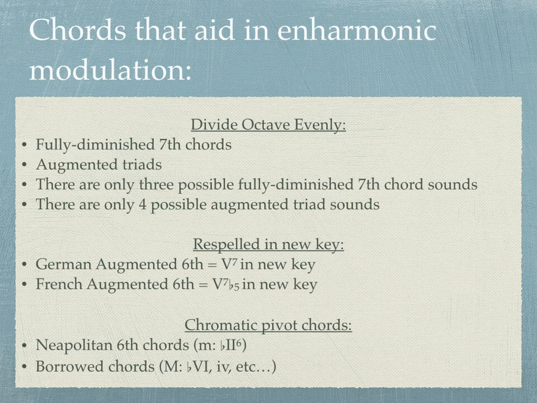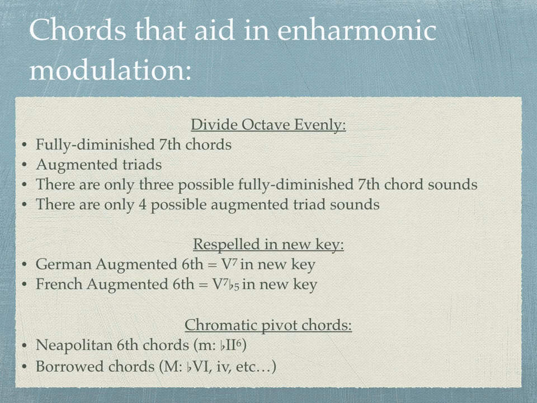There are several chords used to enact chromatic modulations. The chords that divide the octave evenly, like fully diminished seventh chords and augmented triads, have only a few possible sounds and multiple spellings. So play them on the piano or plot them on the chromatic circle to see the symmetry as we saw before.